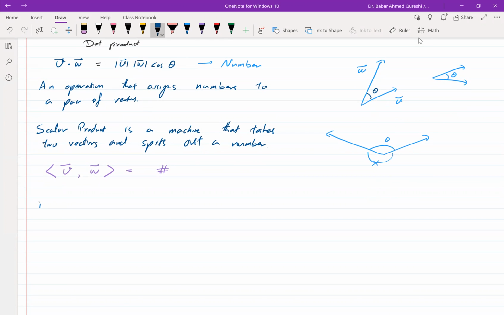First of all, if I write this or I write this, first write the W and then write the V, it doesn't matter, because the formula in this case would be the length of W first and then the length of V and then cosine theta. But it doesn't matter, these are just numbers being multiplied. So V dot W is equal to W dot V for scalar products. So you can say it's commutative.